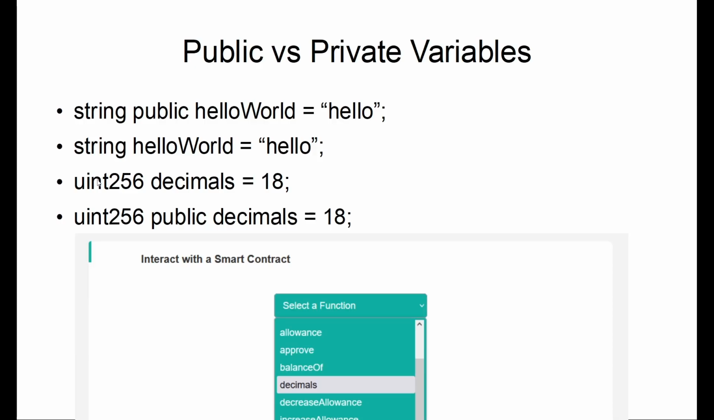And the same goes for uint256 decimals. So this is a number and it's 18, so decimals equals 18. If it's public, then anybody can search decimals down here, select a function, decimals will show up as a function, and it will return 18. Otherwise, decimals won't exist. If you have public after it, decimals will exist. Now let's take a look at this and try it out.